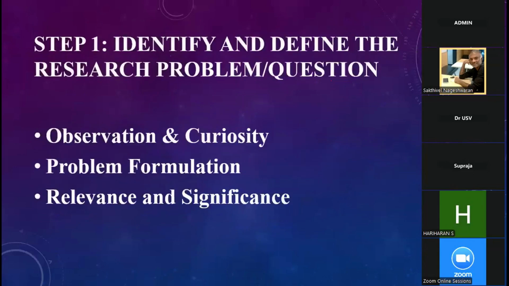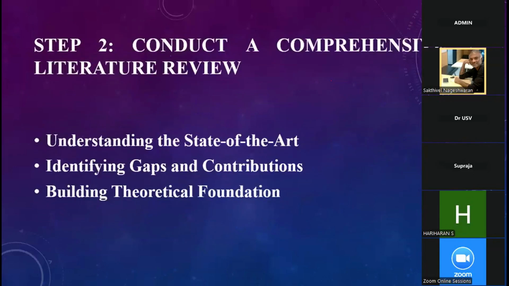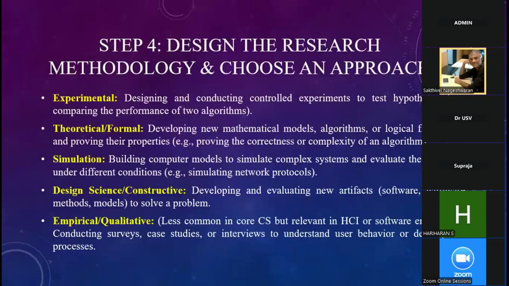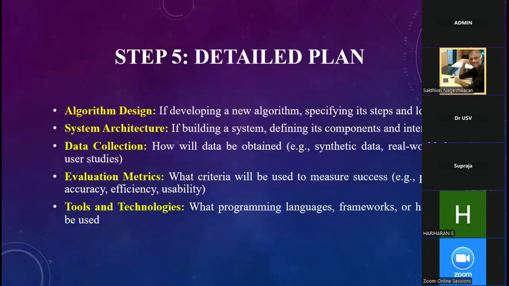So what is the first step? You have to find out the problem formation. Second, you have to identify the gap. Third, you have to go with the research questions. Fourth, you have to select an approach, which approach you are going to take. And fifth one is the plan. Which algorithm you're going to design, what is your system architecture, how you're going to collect the data, what are the evaluation metrics, and here I told about tools and technologies.